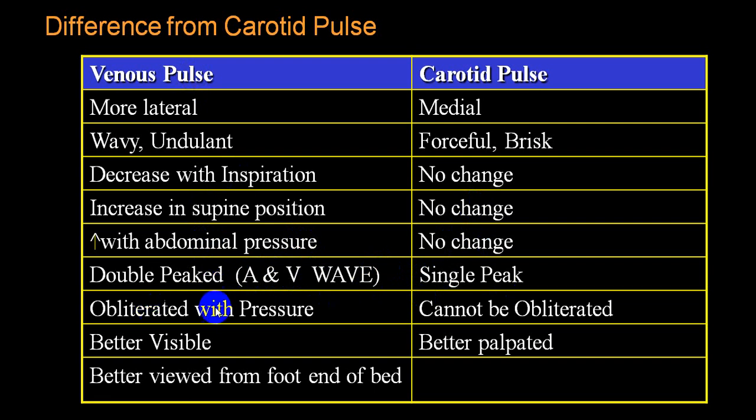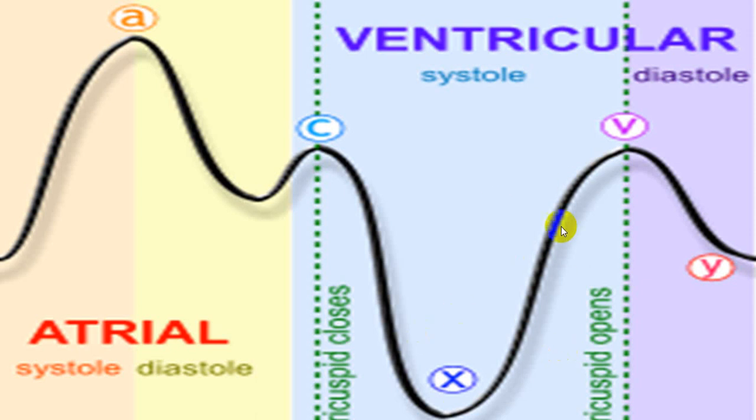This can be easily obliterated by pressure. This will require more pressure to obliterate, and to obliterate the carotid pulse you will require more pressure. With slight pressure you cannot obliterate. This is better seen than palpable, this is better palpable, and you will be able to see much better if you stand at the foot end of the bed as far as venous pulse is concerned. These are all the differences very frequently asked of you in your oral.